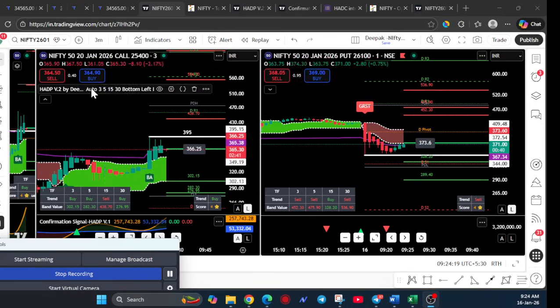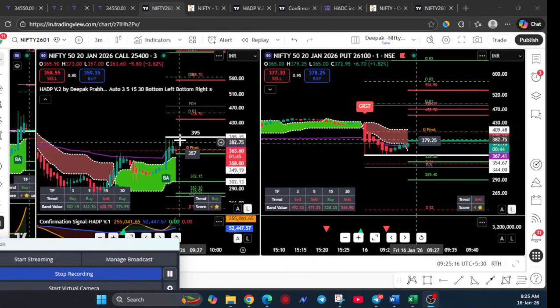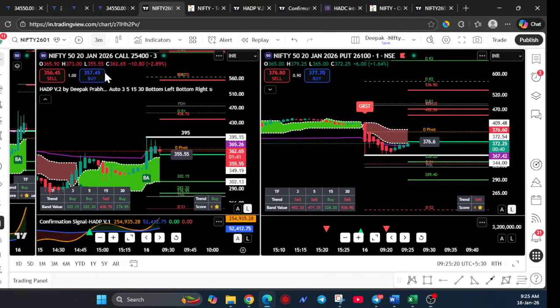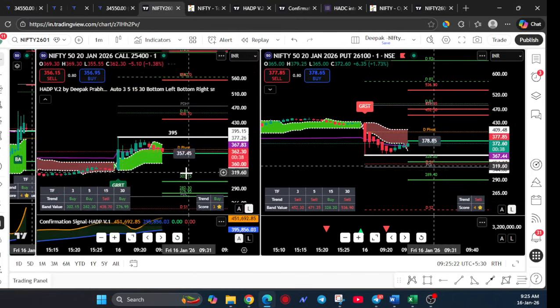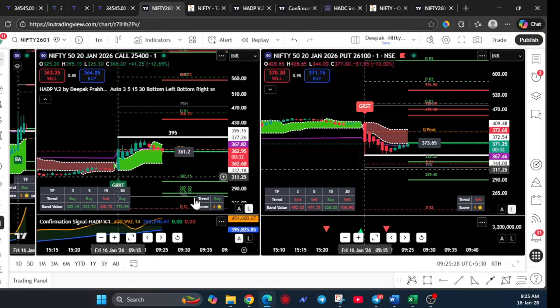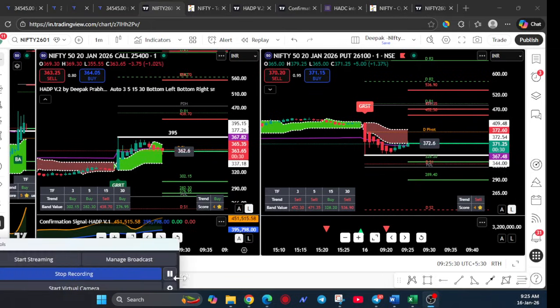Okay. Fair enough. On 3 minutes also, the buy above has not got triggered yet. On 1 minute also, the buy above candle has not got printed at all. Okay, so there is no entry as of now. So we'll hold on. Yes, sir. Go ahead with your question, sir.